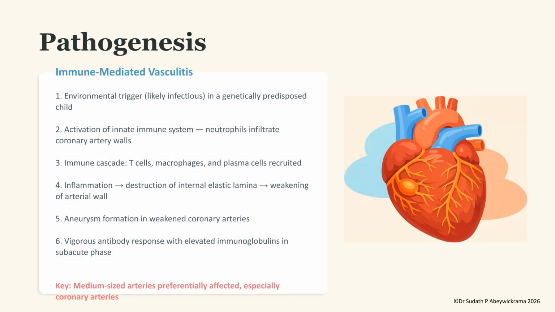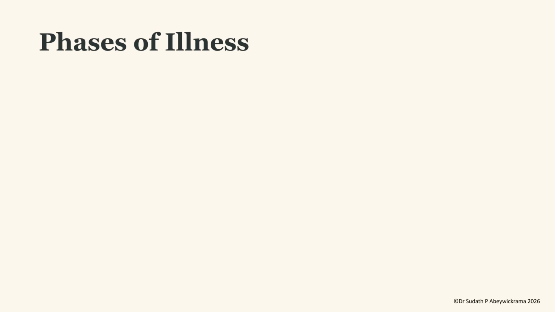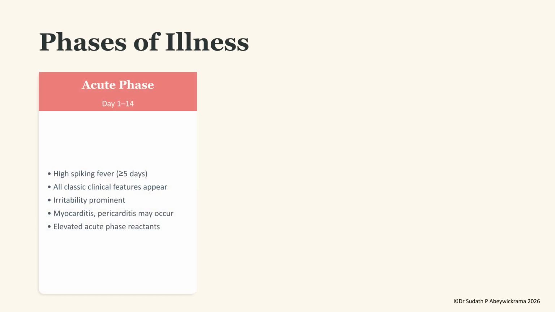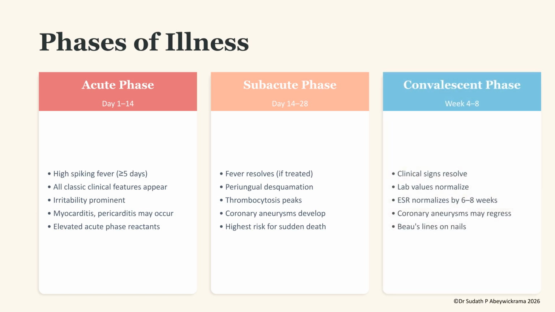The pathogenesis involves immune-mediated vasculitis. An environmental trigger leads to immune system activation, causing inflammation. This damages the arterial wall, potentially leading to aneurysm formation, especially in the coronary arteries. Kawasaki disease progresses through 3 phases. The acute phase features spiking fever and classic signs. The subacute phase is marked by fever resolution, desquamation, and the highest risk of sudden death. The convalescent phase involves the normalization of lab values.